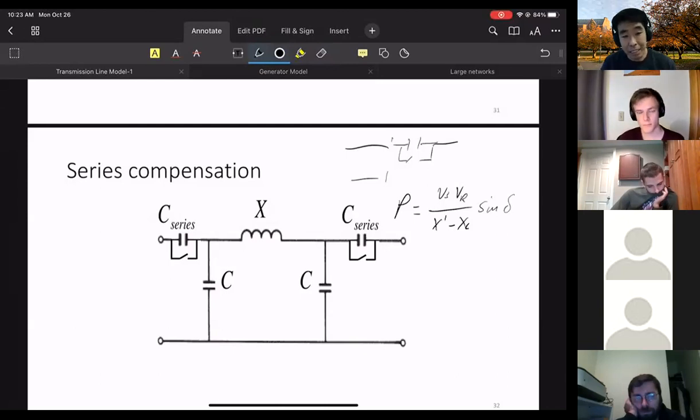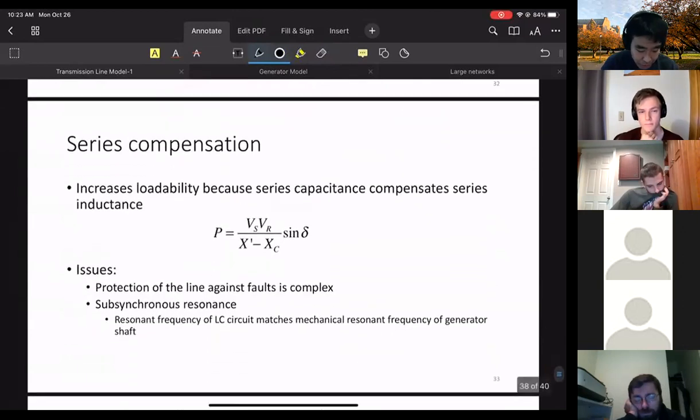So often, if you can do this, you have some series compensation that gives you both active and reactive power control. It gives you both of it. But the challenge with series compensation is that your protection becomes very, very complicated. Okay, your protection becomes complicated.